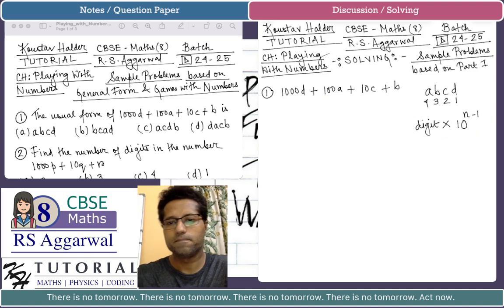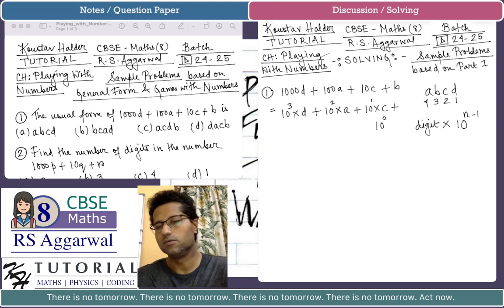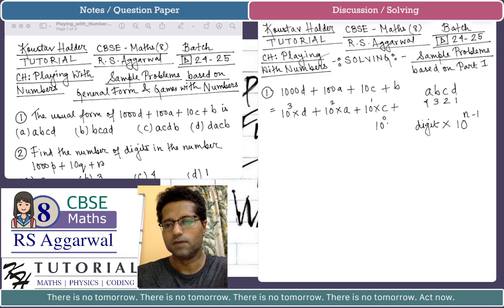We can see that 1000 is equal to 10 cube multiplied by D, 100 is equal to 10 square multiplied by A, 10 is equal to 10 to the power 1 multiplied by C, and B we can write as 10 to the power 0 times B. Any natural number to the power 0 is always 1, and we can write B as B into 1, and 1 we are expressing as 10 to the power 0.